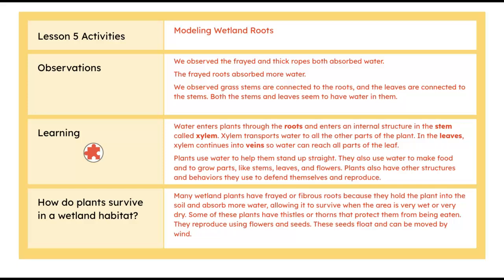By the end of the discussion, students should understand that many wetland plants have frayed or fibrous roots because they hold the plant into the soil and absorb more water, allowing it to survive when the area is very wet or very dry. Some of these plants have thistles or thorns that protect them from being eaten. They reproduce using flowers and seeds. These seeds float and can be moved by the wind.